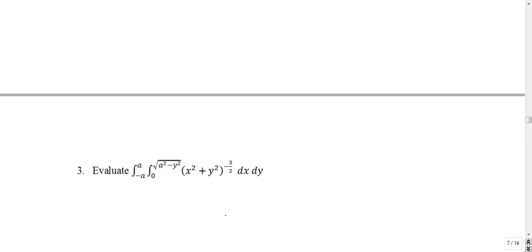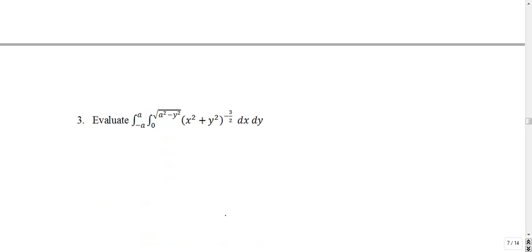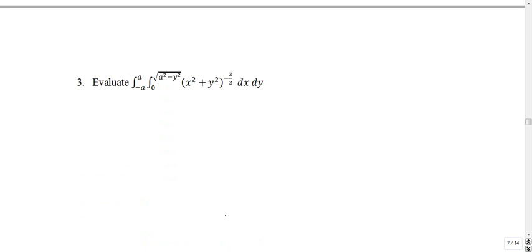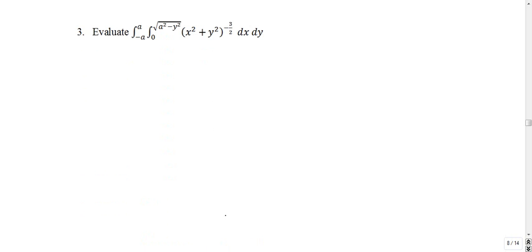Let's do another one. Number 3. Evaluate again. I'm giving you enough practice with this because I want you to be able to recognize the part of a circle. So what do we have there? x goes from 0 to the square root of a squared minus y squared, right? So x equals 0 to that. And then y goes from minus a to a.